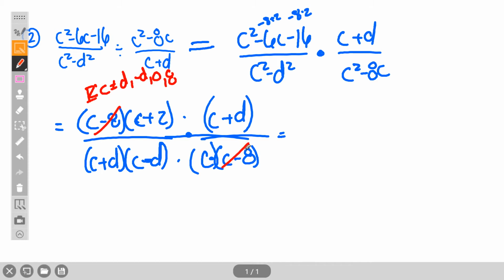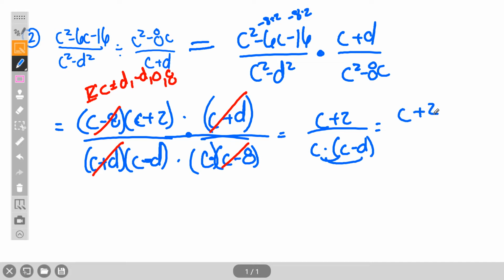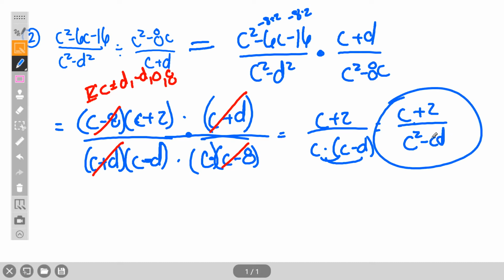C minus 8 cancels, c plus d cancels, and that's all that cancels. So on the top, I still have c plus 2. On the bottom, I have c, and I have c minus d. So I do want to distribute this. So I got c plus 2 over c squared minus cd. And that would be the quotient for problem number 2.